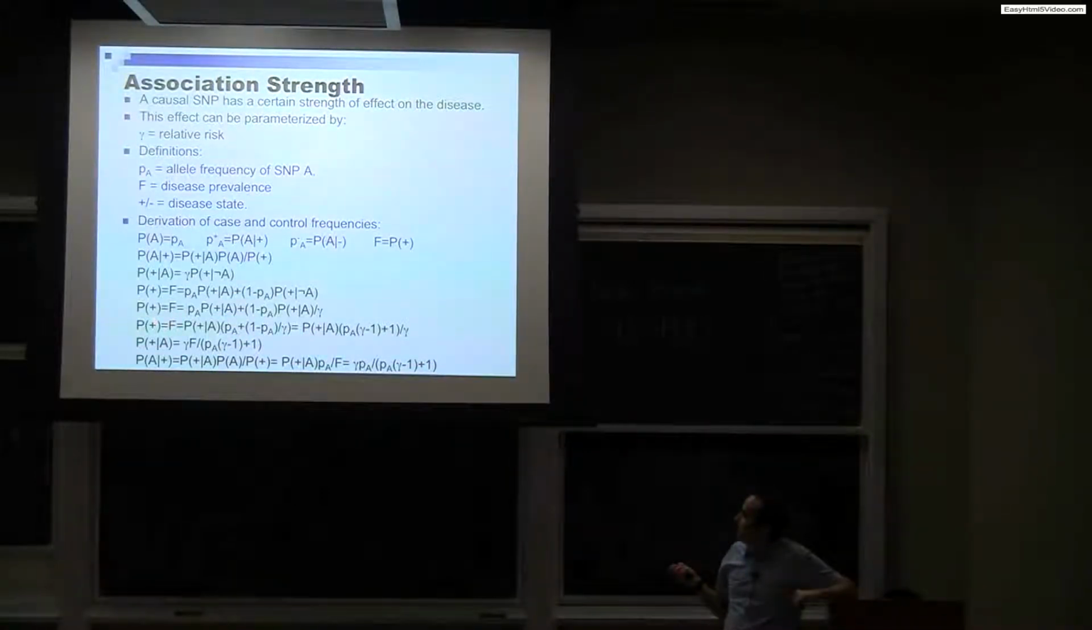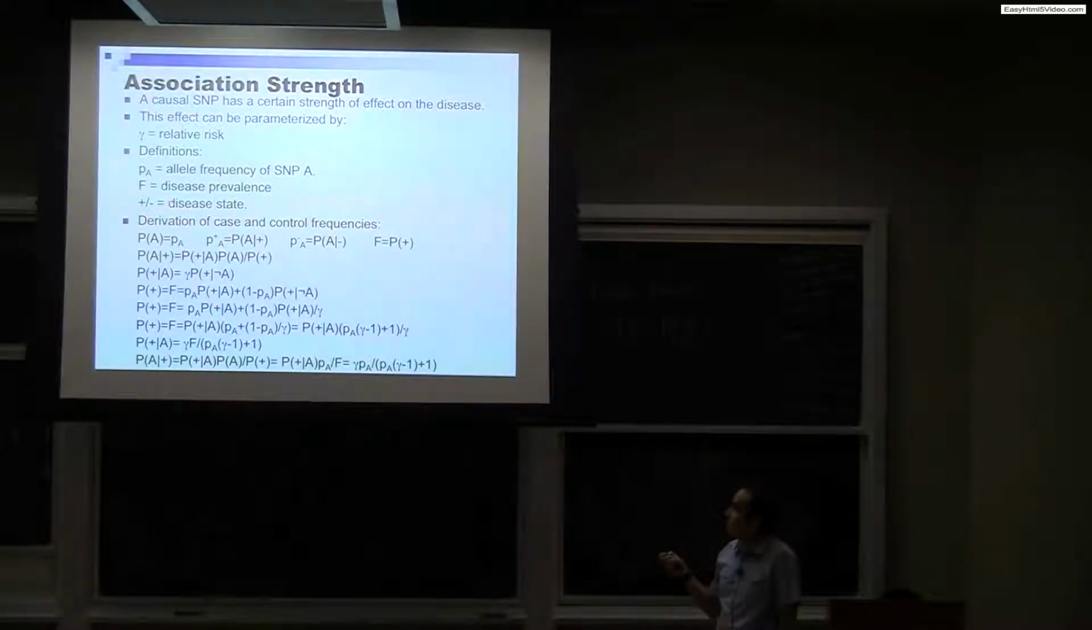So this is going to be F is equal to this, right? So then, how do I do P? Basically, if I take this P plus A and divide by this term here, I'm going to get F. P plus A is going to be gamma F times PA times gamma minus 1 plus 1. So these are all things that I know.